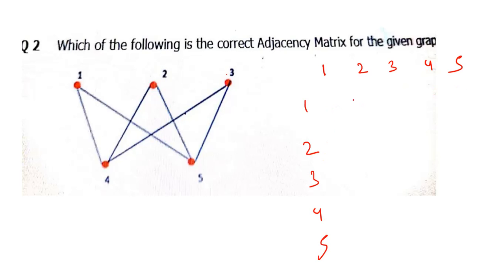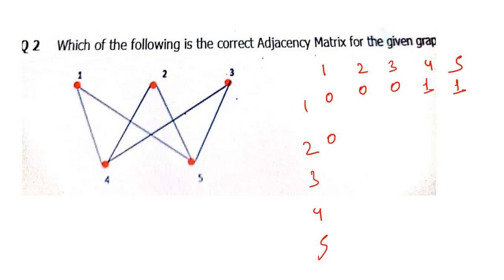So how do we make this adjacency matrix? If there is an edge between two vertices, we mark it as 1, otherwise we mark it as 0. First of all, 1 to 1 will happen only if there is a loop. There are no loops, so we make it 0. 1 to 2, there is no edge, so make it 0. 1 to 3, is there any edge? No, so make it 0. 1 to 4, yes, there is an edge, so make it 1. 1 to 5, yes, there is an edge, so make it 1. 2 to 1, there is no edge, so make it 0.